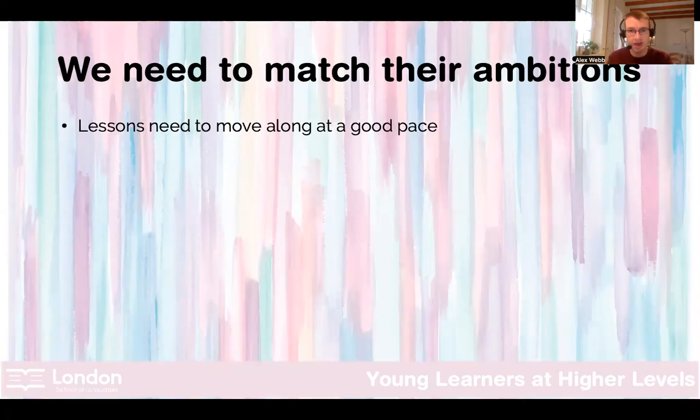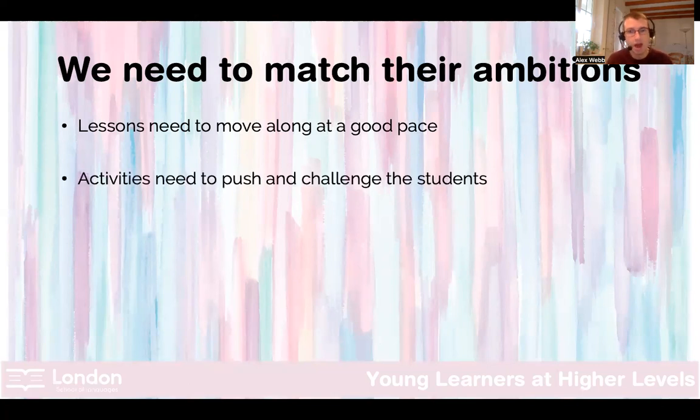Okay, you need to move at the pace of the stronger students. Otherwise, these stronger students are going to get frustrated, they're going to get bored, and then they might become disruptive in your lesson. Okay, you need activities that are going to push and challenge the students. So you need to be designing activities that, again, are pushing the stronger students. And then if you have got weaker students in the class, use the stronger students to support the weaker students. You can pair up the stronger student with the weaker students and they can help them.